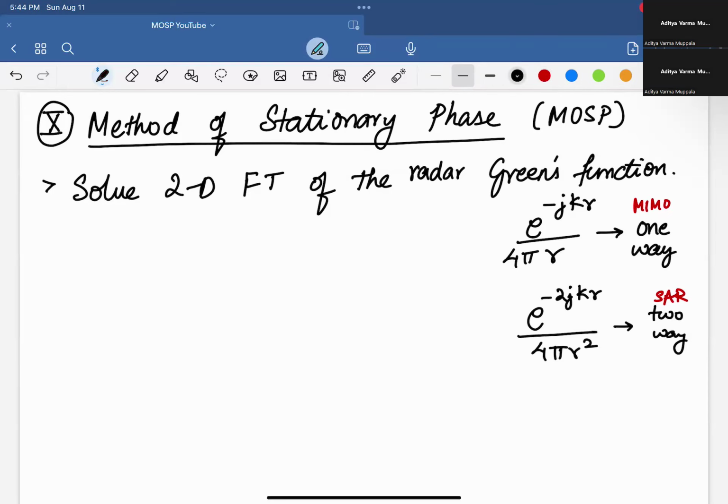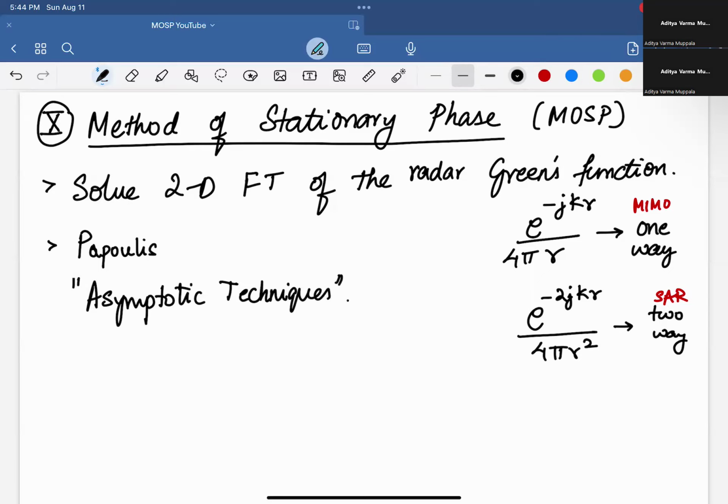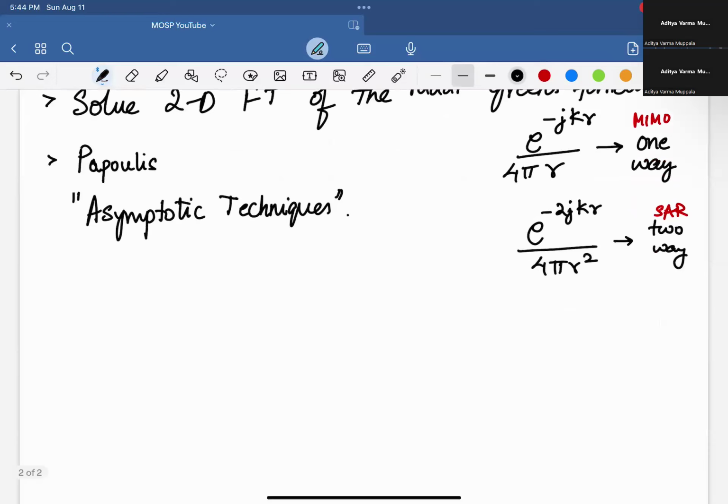Okay, so I'll leave a reference in the description. There's a book by Papoulis that discusses this technique. And it generally comes under the category of asymptotic techniques. So I won't cover the proof. You can look at the proof in this book, but it is an elegant proof. Okay, so let's get started.